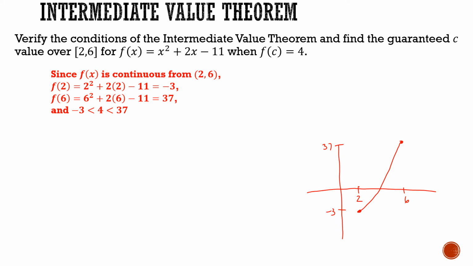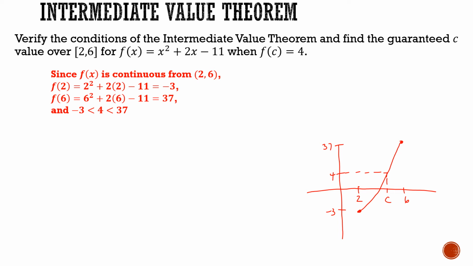I also know that 4 is between -3 and 37. So that means I should be able to find some y value of 4 in the graph. So like if I was to go across and then go down, I should find a y value. And not only should I find a y value of 4, I should be able to find the c that corresponds to that y value.